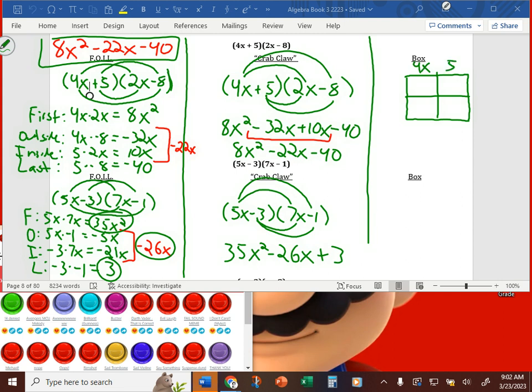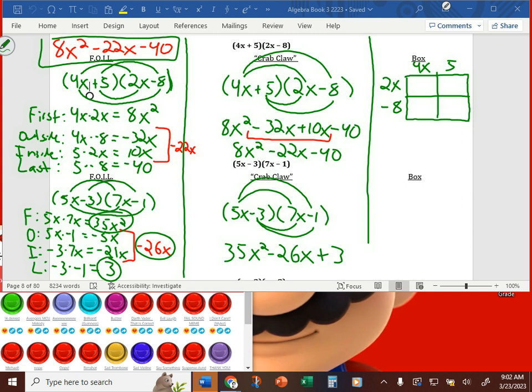4x and 5 will go across the top, and 2x and negative 8 will go down the side. It doesn't matter which one goes across the top or down the side. They're interchangeable there. Do you have a question? Is it kind of like how you do dominant and recessive? It's basically, yes.